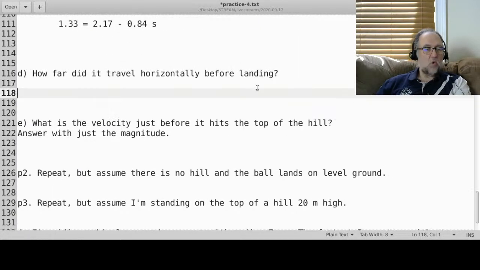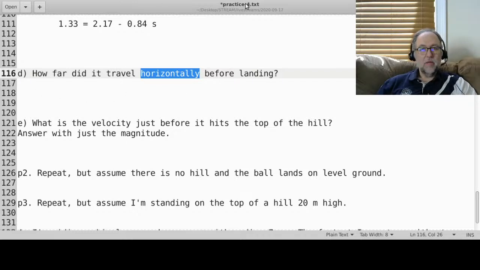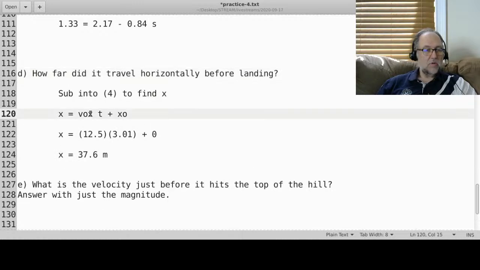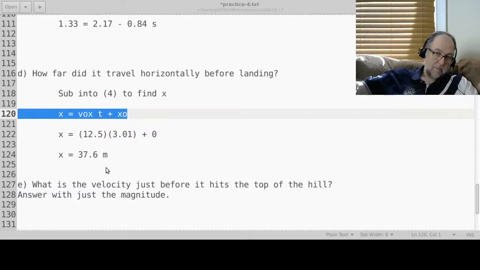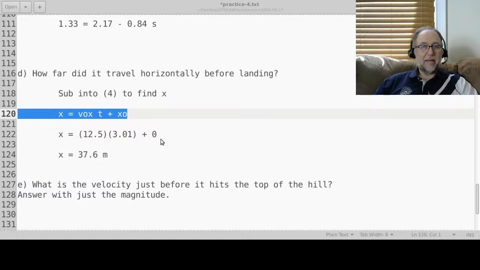All right, how far did it travel horizontally? As soon as you hear horizontally, you have to use equation number 4, and equation number 4 is really trivial. It's just x equals v naught x times t plus x naught. The time you want to use is obviously the time until it gets to the top of the hill, the 3.01 seconds, and so you just plug in and you get 37.6 meters. That's how far it travels horizontally before it lands on the top of the hill. Not very deep. The hard part was getting the time. Once you got the time, the problem unraveled.